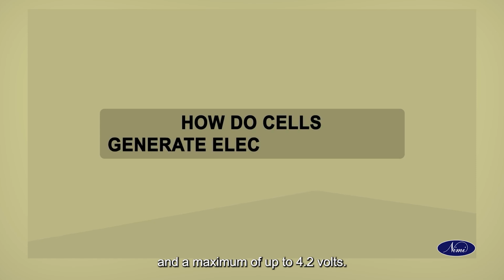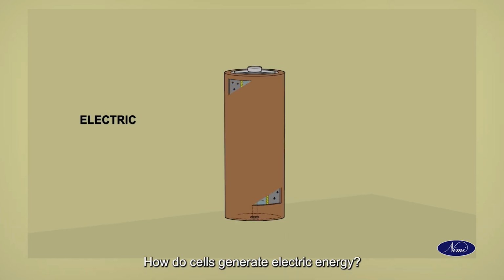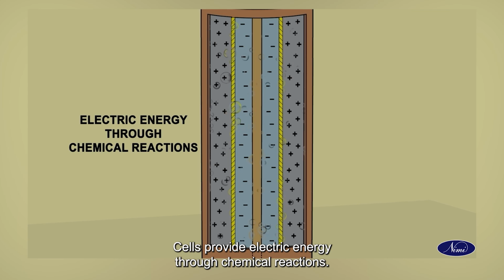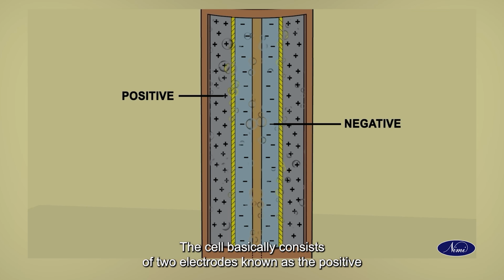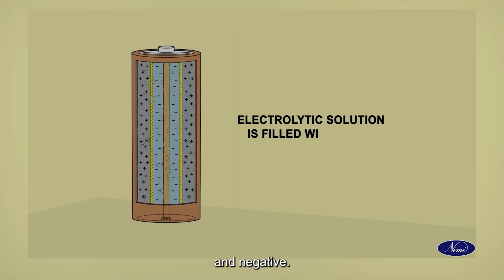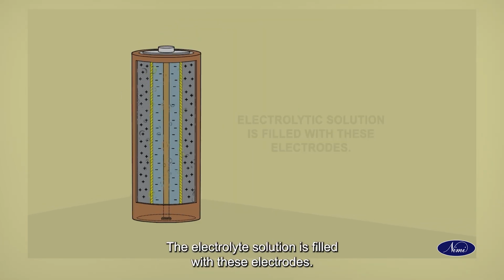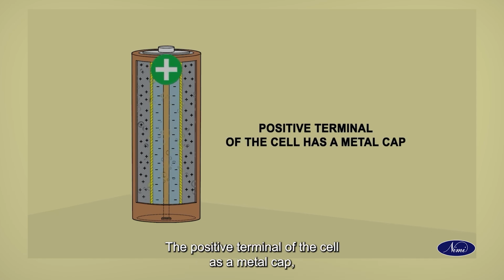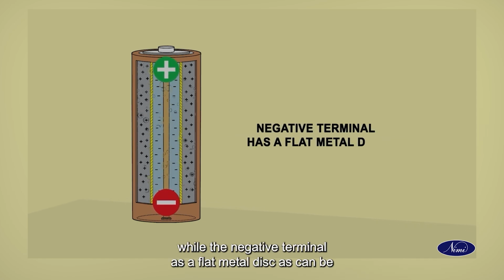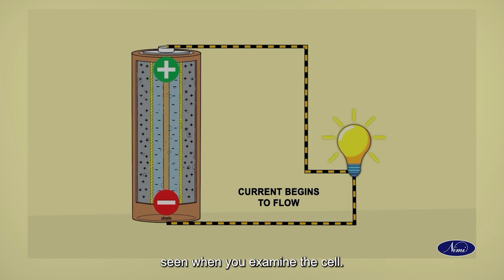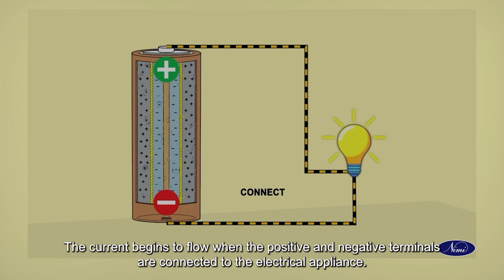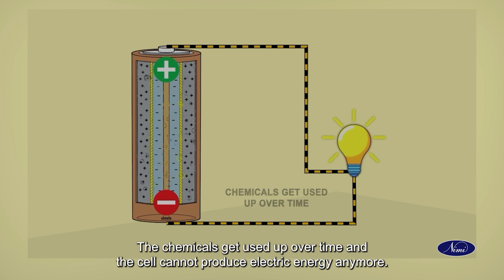How do cells generate electric energy? Cells provide electric energy through chemical reactions. The cell basically consists of two electrodes known as the positive and negative. The electrolyte solution is filled with these electrodes. The positive terminal of the cell has a metal cap, while the negative terminal has a flat metal disc, as can be seen when you examine the cell. The current begins to flow when the positive and negative terminals are connected to the electrical appliance. The chemicals get used up over time and the cell cannot produce electric energy anymore.